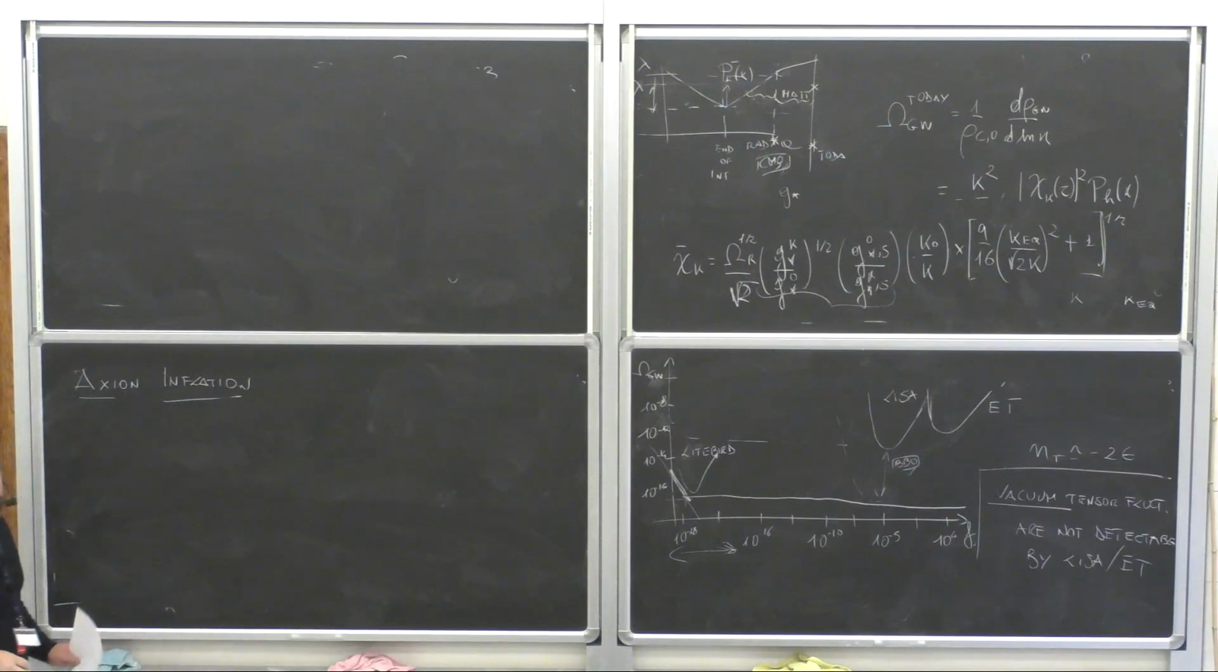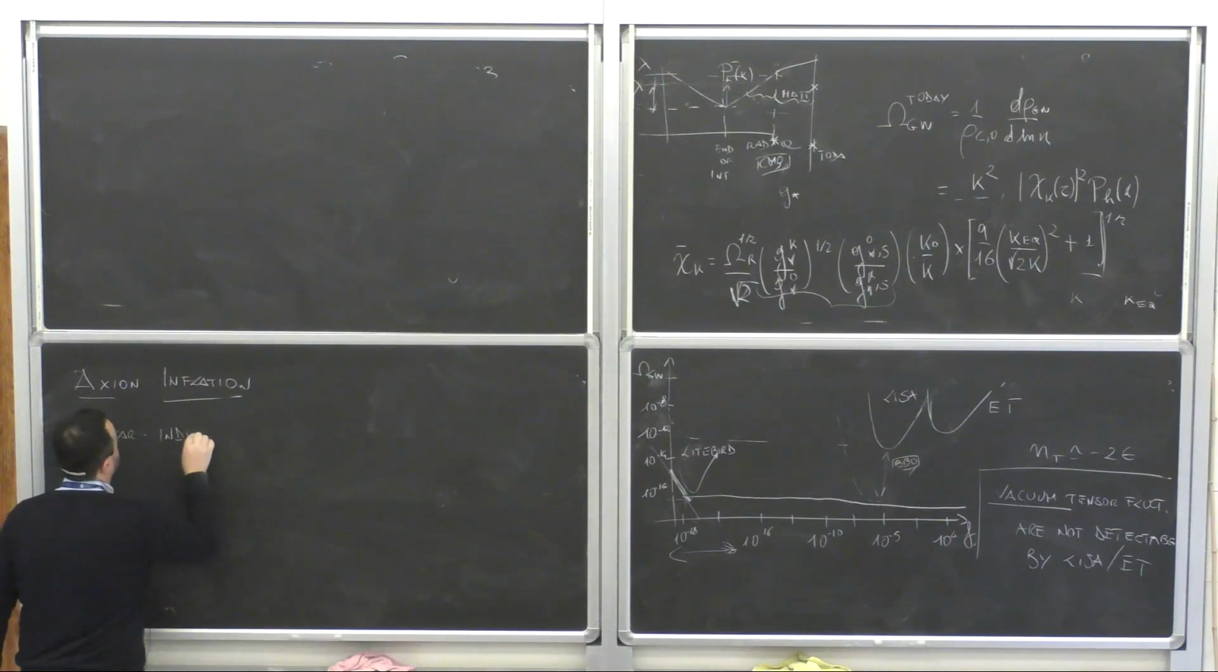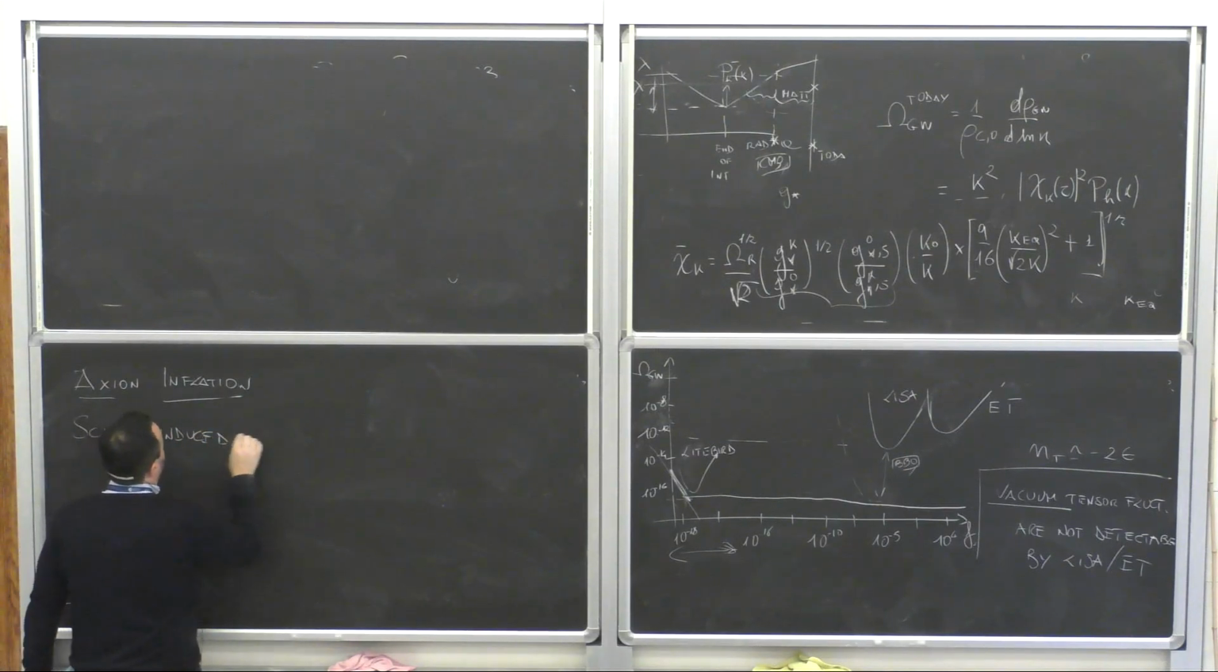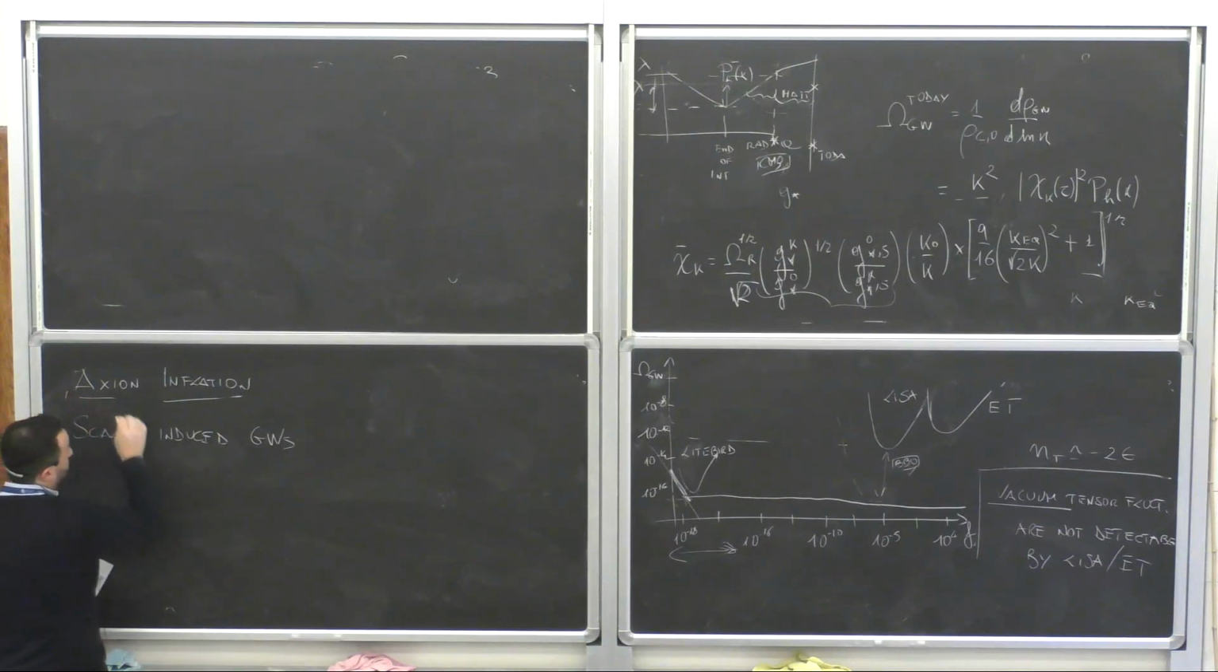I also want to discuss what the scalar-induced gravitational waves are, or at least I will draw on the blackboard if I don't succeed in doing the calculation. But let's focus for the moment on axion inflation.